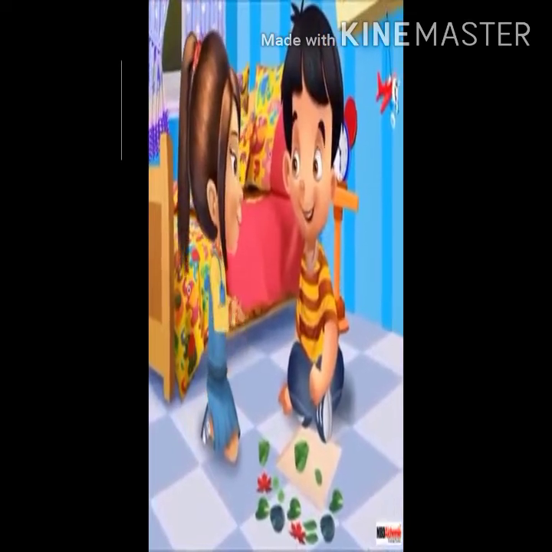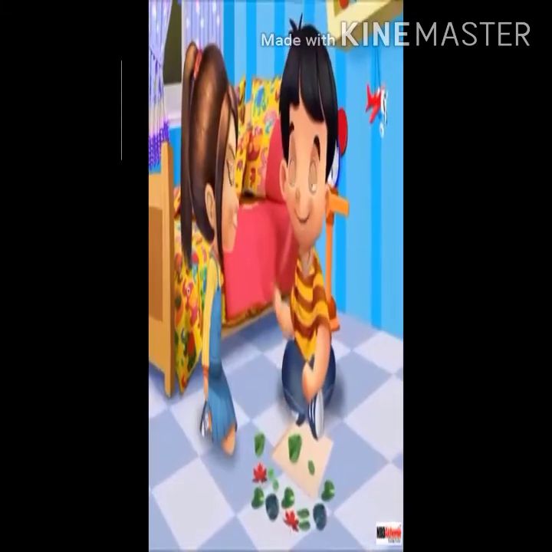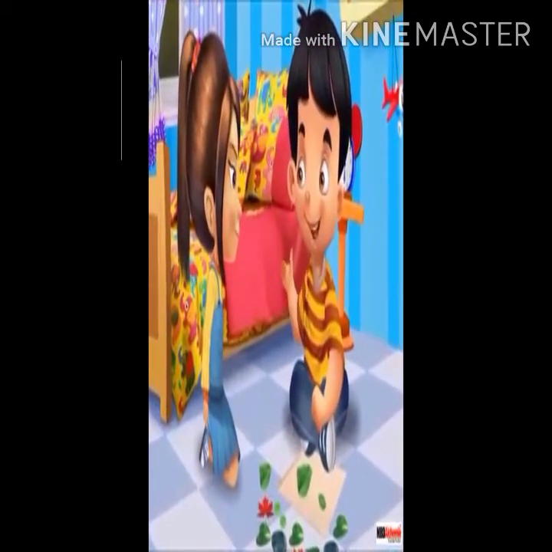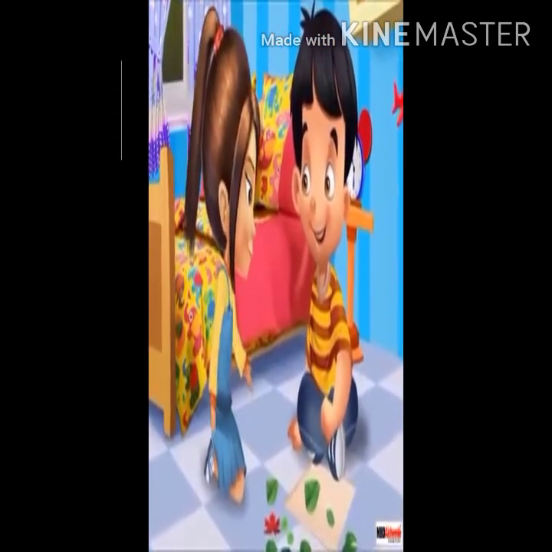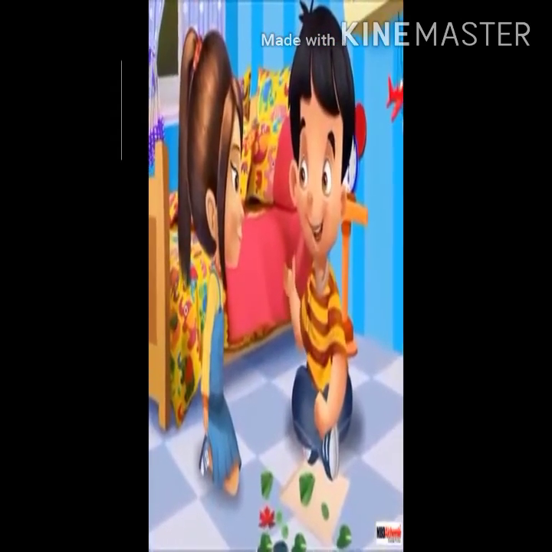Wow! So many leaves of different shapes and sizes. Why have you collected all these leaves? I have collected these for my school project. Can I watch the project, please? Of course you can. Look carefully.